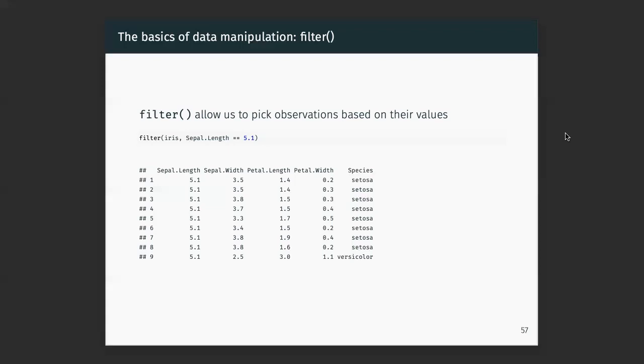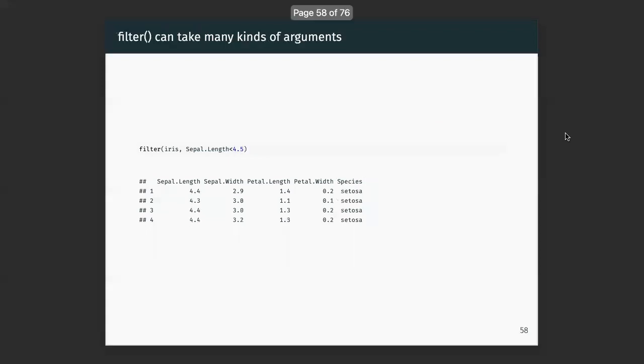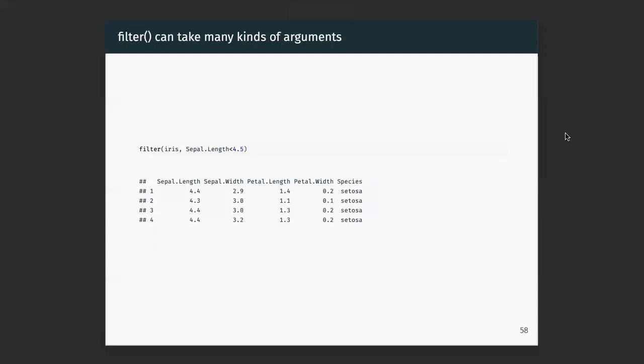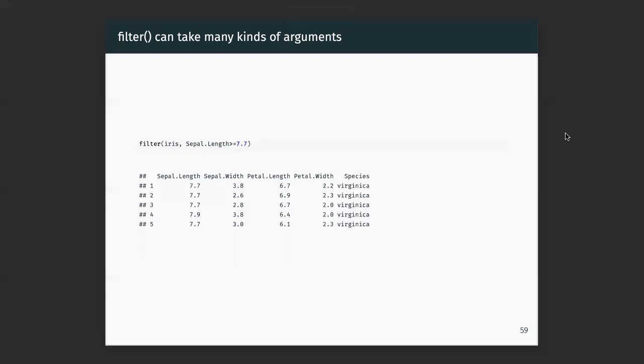Okay, so filter allows us to pick observations based on their values. Now we used equals there, the equality operator, double equals. We can also use less than, right? So filter iris for sepal length less than 4.5. So I want only those with small sepals. I get 4 observations when I filter that way. Maybe I want it to be greater than or equal to 7.7. So now I get the big ones. I get 5 observations there.